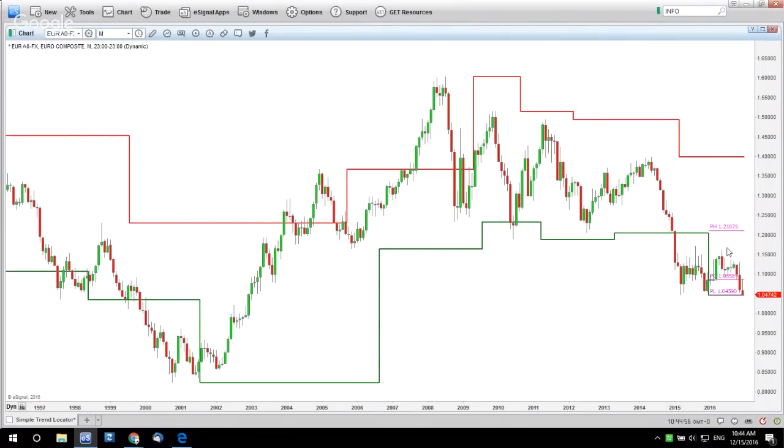Here is the consolidation. But look at what's happening. We're now starting to see weakness to the downside. If it breaks out of this support, which it looks like it's potentially doing, then we could see price move towards 1, 0.9, 0.8. Those are the levels.